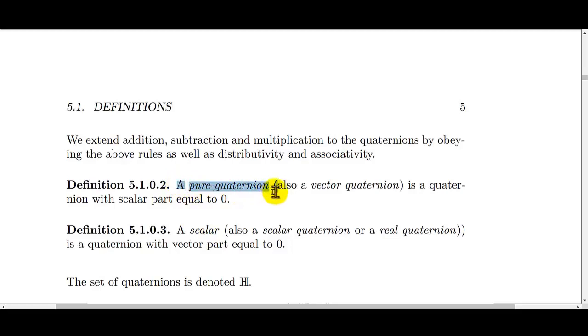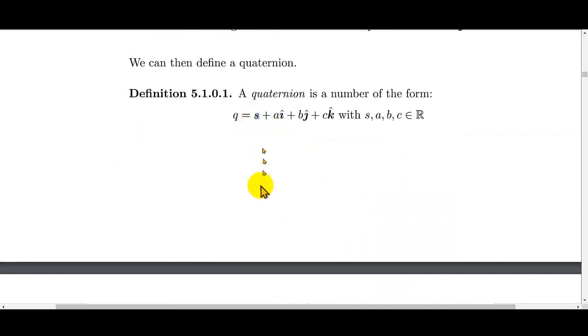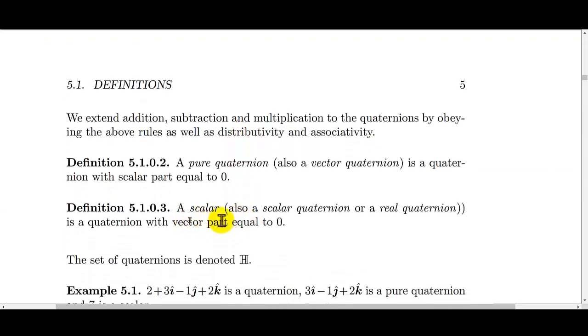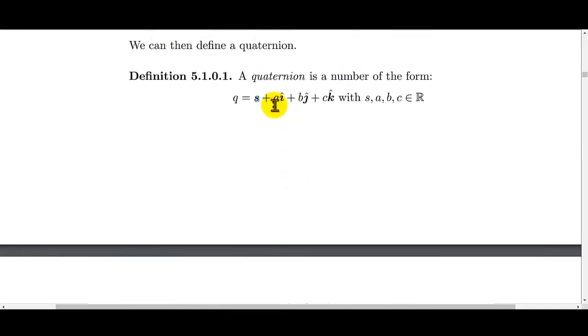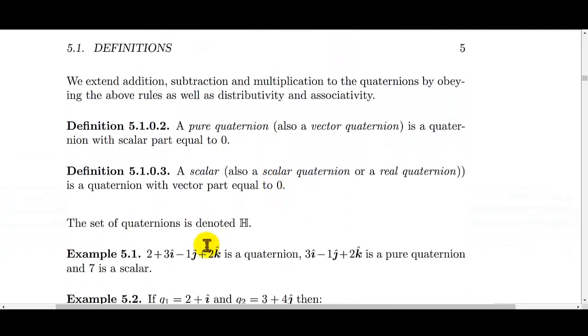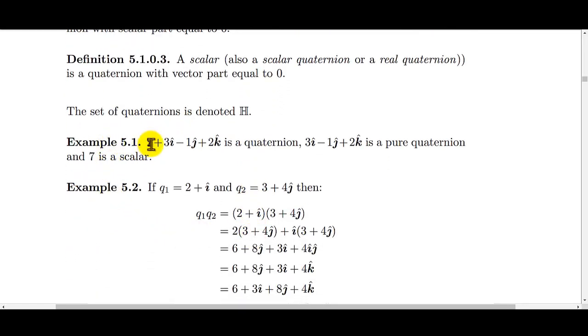We have another important definition. A pure quaternion, also called a vector quaternion, is a quaternion with a scalar part equal to 0. That is, we need s to be equal to 0. When s is equal to 0, we have a pure quaternion. Another definition: a scalar, also a scalar quaternion or a real quaternion, is a quaternion with vector part equal to 0. So in that case, we need to have a equal to 0, b equal to 0, and c equal to 0. The set of quaternions is denoted by H.